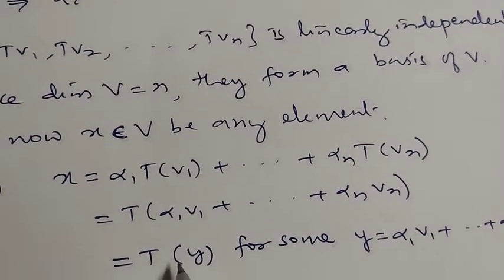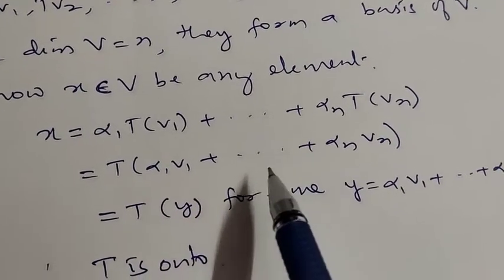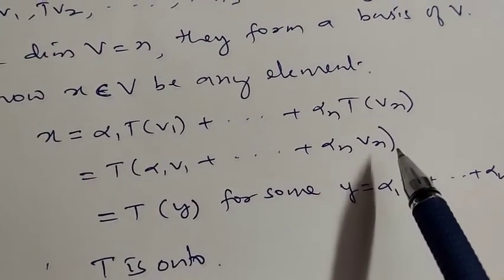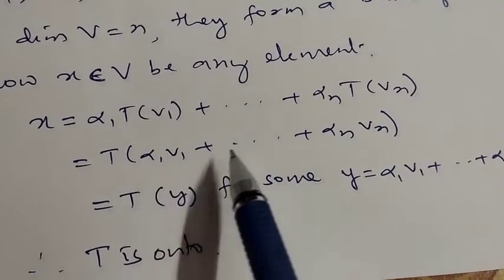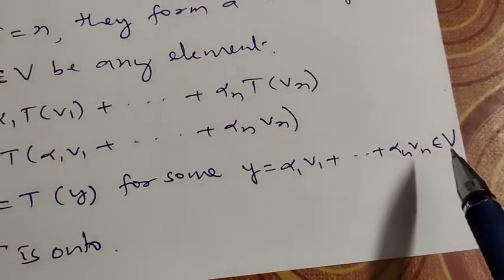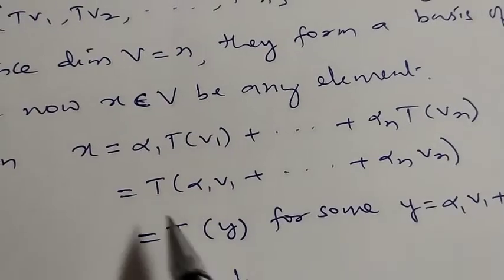So this is equal to what? T of (alpha 1 V1 plus alpha 2 V2, etc., alpha n Vn). So this is equal to T of y, where y is the linear combination of these, which definitely will be in V only. So T of y is equal to x.